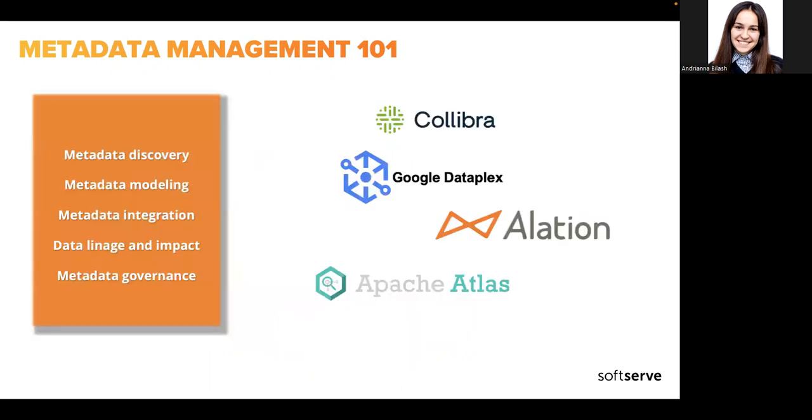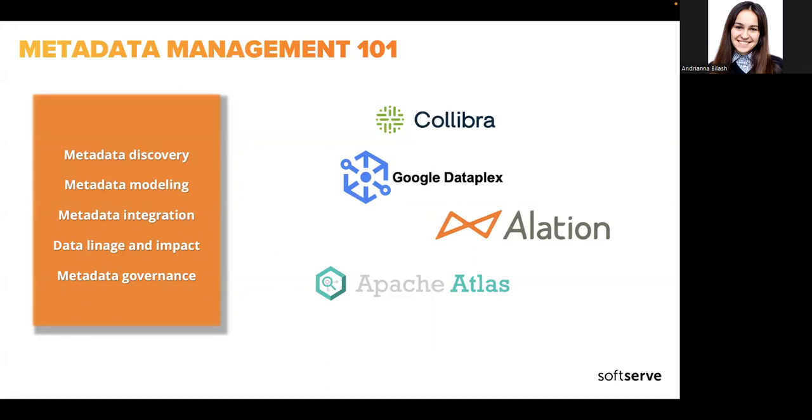If we look at the most important features for a metadata management system, it includes metadata discovery, metadata modeling, and metadata integration, as well as data lineage and metadata governance. Metadata discovery basically means that a data engineer or a data analyst or a data governance expert must be able to quickly find relevant metadata about a data asset that they are interested in. For example, it can be a database table, a file in a data lake, or a data source. And it all has to be easily discoverable. There are query languages available for data catalogs, as well as generic search engines.